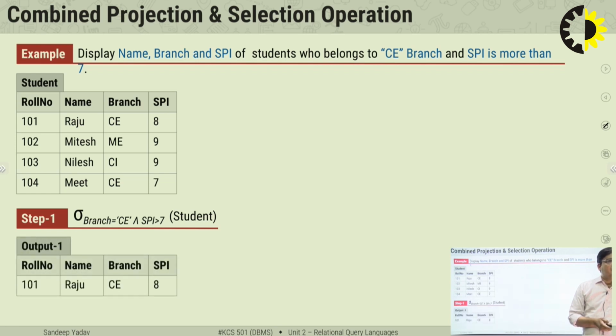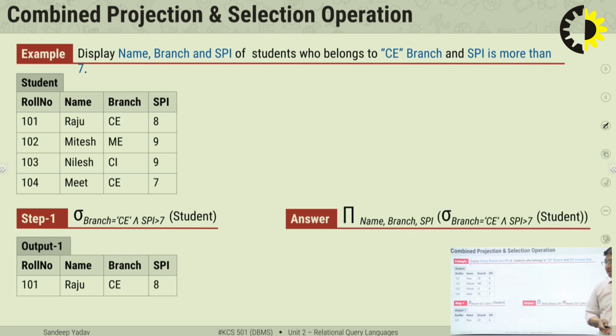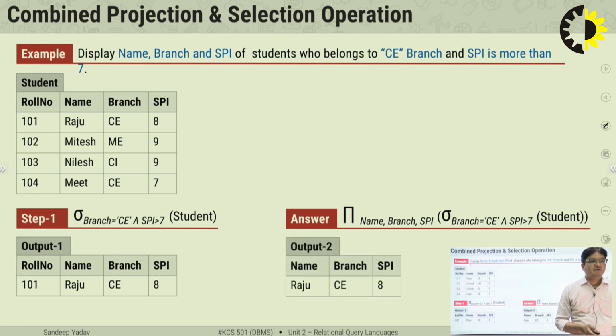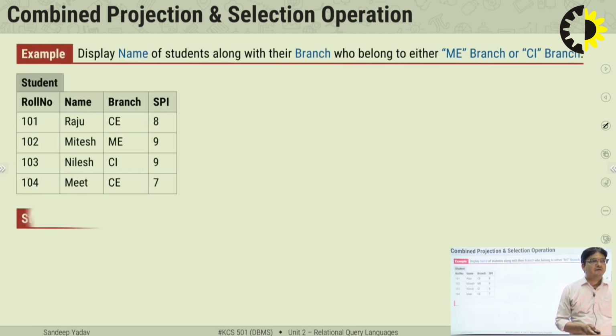Now we will append before it the project operation, that is pi, name, comma branch, comma SPI, and sigma branch equal to civil and SPI greater than 7, and thereafter we write the name of the relation, that is student. So in this way we will get this particular output.